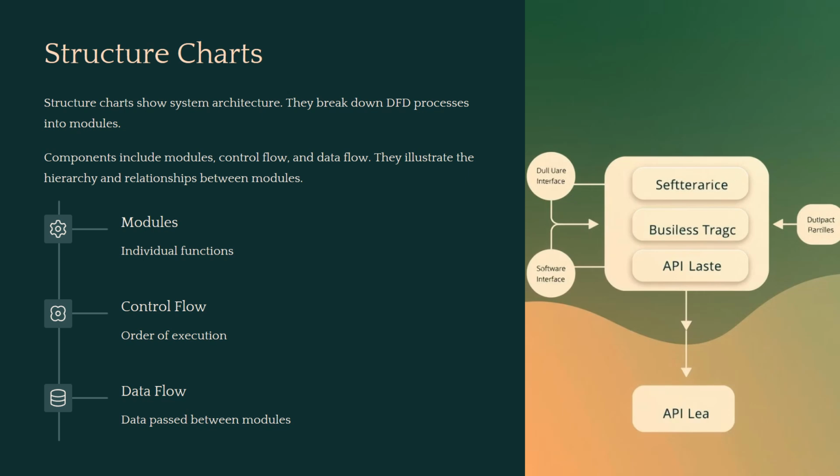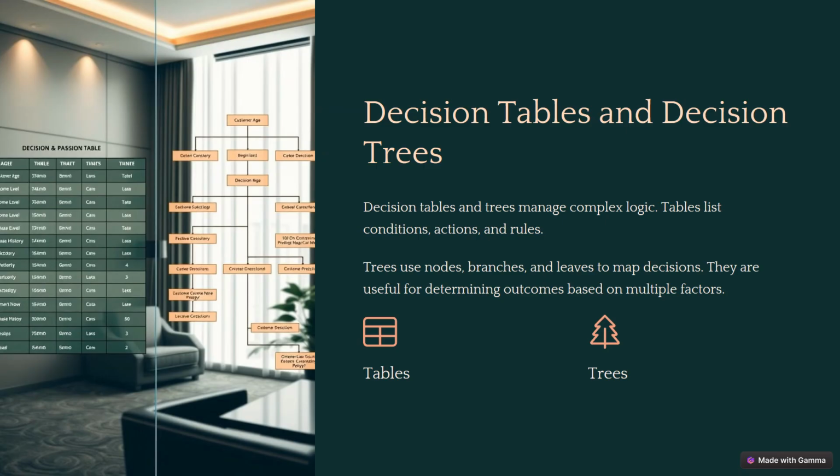Modules are the individual functions, as we discussed. Control flow is the order of execution of the program. Data flow is the data passed between the modules. Here you can see the graphical representation, a flow chart. Next we go to the last.